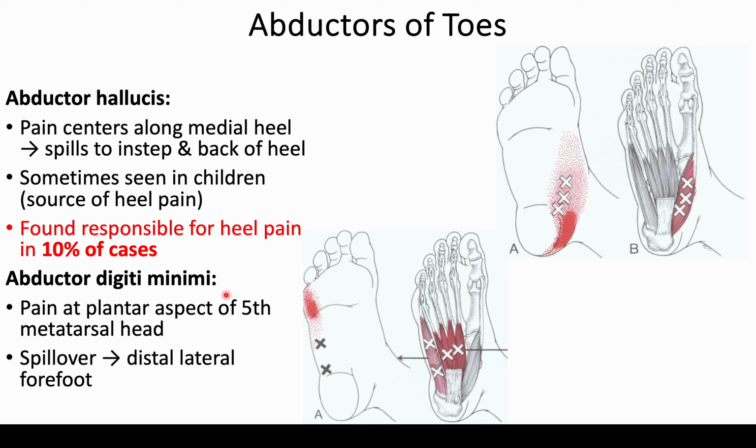Now, abductor digiti minimi. If anyone's having any pain on the outside of the foot for whatever reason, it's always good to look at this muscle right here. And here are the trigger points right in this area. And you can see the pain is going to be at the aspect of the fifth metatarsal head. And it can also spill over into the distal lateral forefoot.